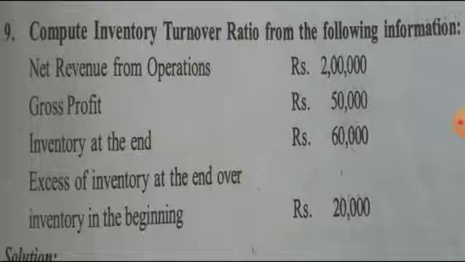Now here, compute inventory turnover ratio from the following information. Net revenue from operations is given as 2 lakhs. Gross profit is given as 50 thousand. Inventory at the end is 60,000. Excess of inventory at the end over inventory in the beginning is rupees 20,000. Again I repeat it. Net revenue from operations is 2 lakhs. Gross profit is 50,000. Inventory at the end means closing inventory, that is 60,000. Excess of inventory at the end over the inventory in the beginning is 20,000. Let us see the sum in detail.